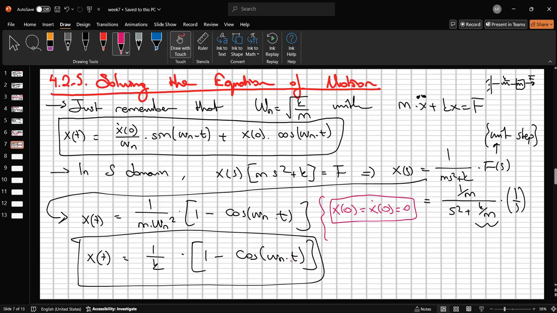This is so simple, but you need to take the inverse Laplace transformation and apply the unit step signal in here to this system. Okay? Any question?